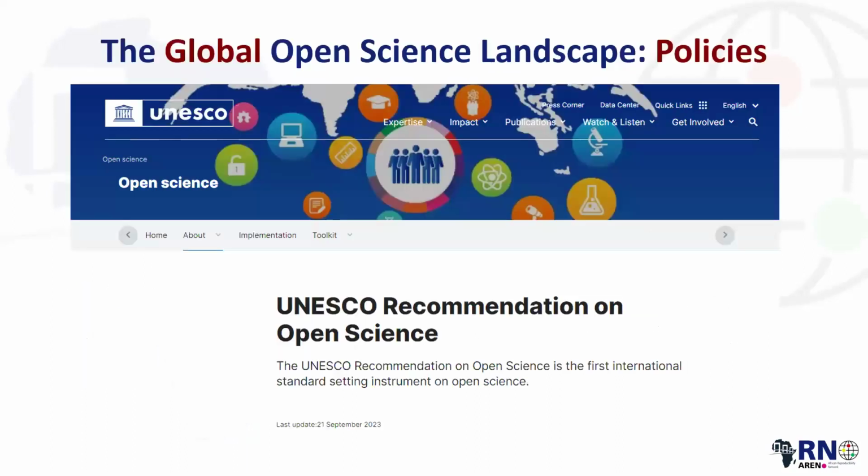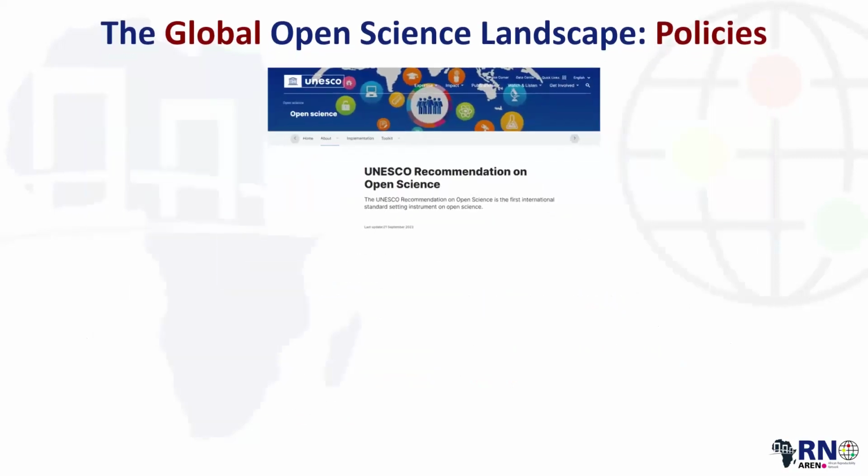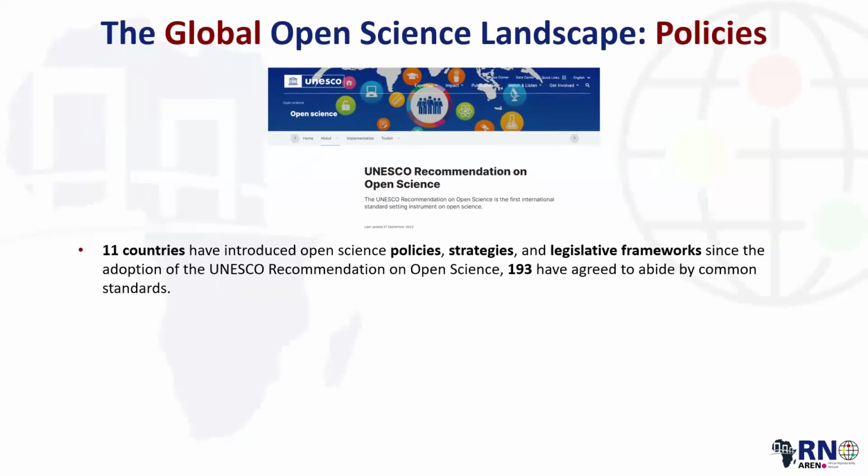So in terms of policies, I think one of the most recognized frameworks that has been established is the UNESCO Recommendation on Open Science, which I'm sure a lot of us are aware of. I think it was adopted in 2021. And since its adoption, 11 countries have introduced open science policies, strategies, and legislative frameworks. And about 193 countries have agreed to abide by common standards. So this is something that countries are gradually becoming aware of and trying to engage in, right? Over 192 countries in the world have agreed to abide by these common standards.